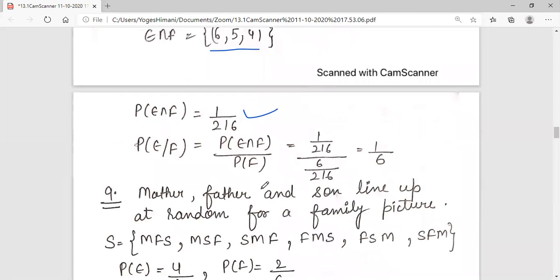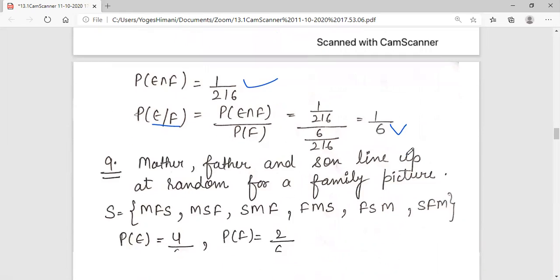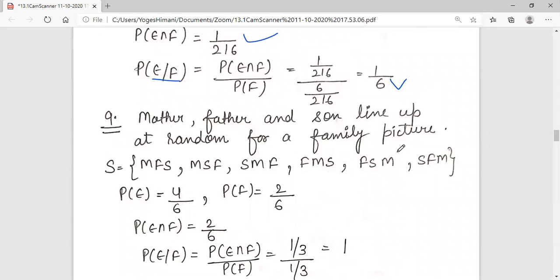Now they are saying find E by F. The E by F formula is probability of E intersection F upon probability of F. This upon this is equal to 1 by 6. Question number 9: mother, father, and son line up at random for a family picture. Now, it's like when you are tossing 3 coins, the sample space is the same as that. Only here it is mother, father, and son.